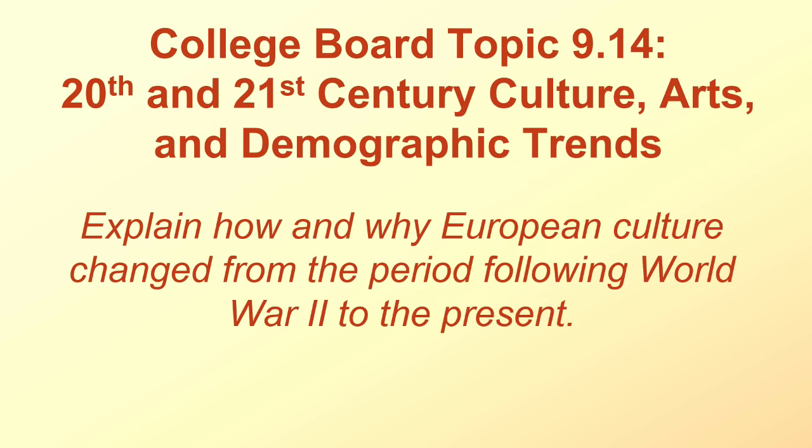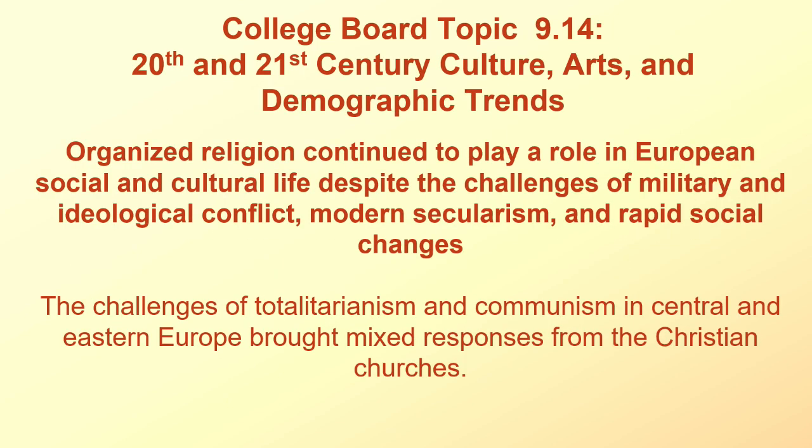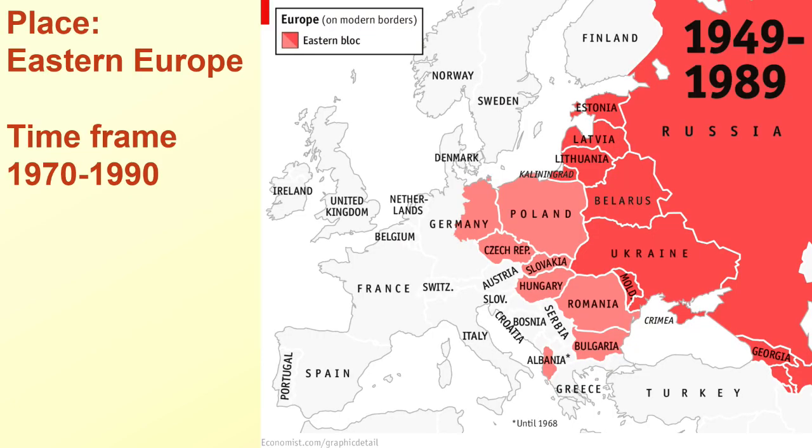And we have College Board Topic 9.14, 20th and 21st Century Culture, Arts, and Demographic Trends. Explain how and why European culture changed from the period following World War II to the present. Organized religion continued to play a role in European social and cultural life despite the challenges of military and ideological conflict, modern secularism, and rapid social changes. We'll certainly see that. The challenges of totalitarianism and communism in Central and Eastern Europe brought mixed responses from the Christian churches.